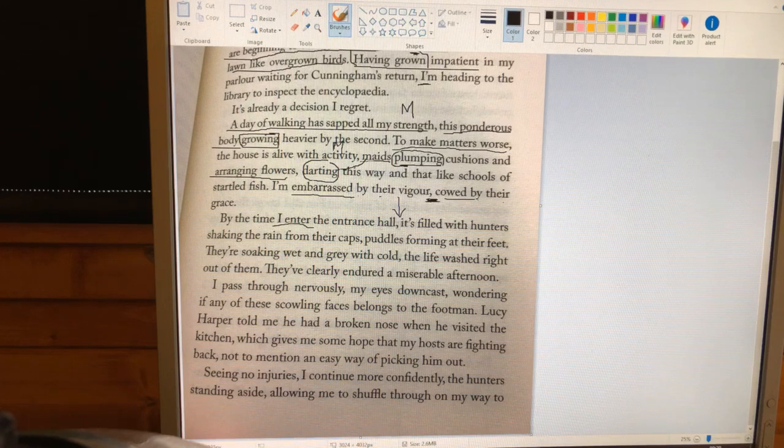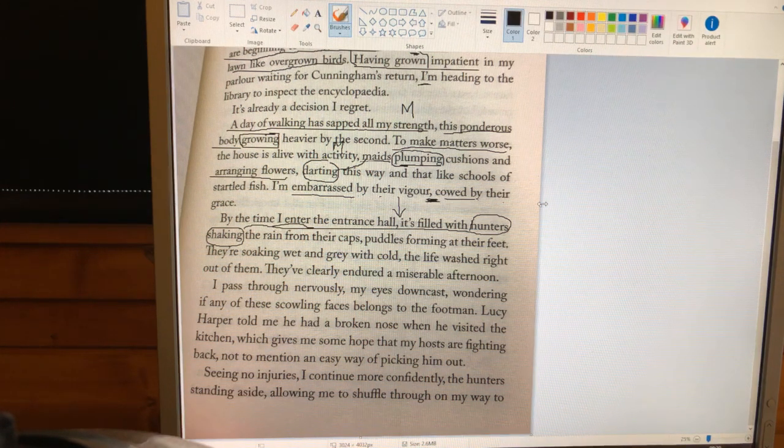Now notice that this shaking is also a participle. It doesn't say the hunters are shaking or were shaking the rain from their caps. But notice that this shaking is describing the word right before it. It's describing this noun, the hunters. And that's why this participle doesn't need a comma before it. It's describing the word before it, so no comma.